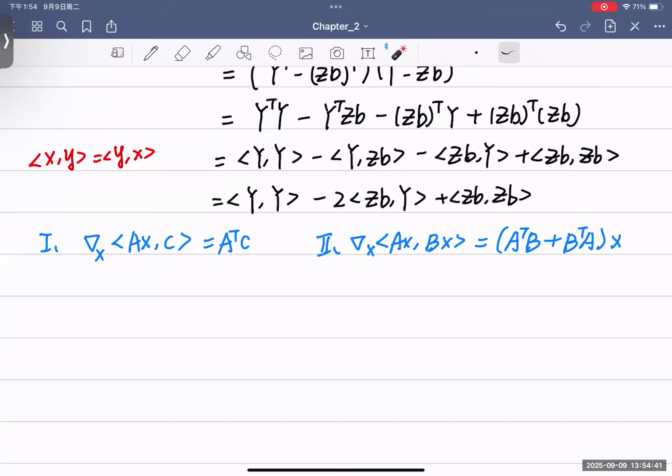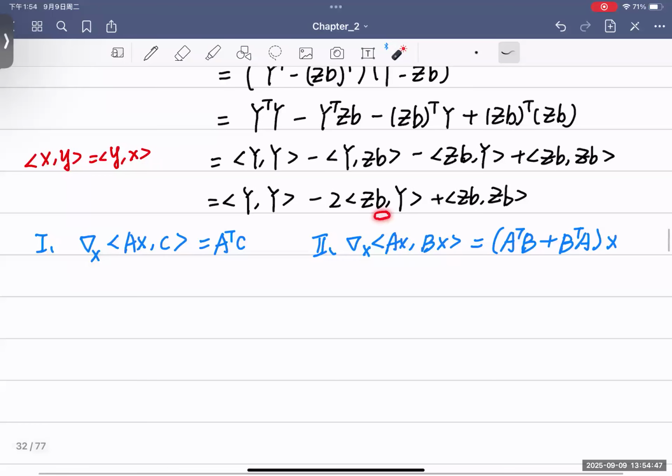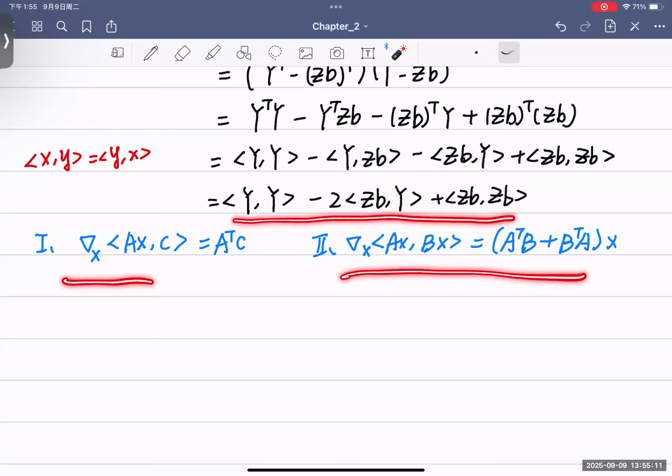So if these two are true, we can just follow these formats. Here you treat b as your x, z as your A, and y as the c. So the result will become z transpose y. And for the second, you treat z as A and z as B, so you obtain z transpose z plus z transpose z, times b. If these two things are true, we can find the result.